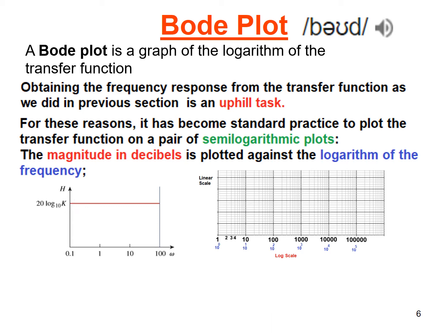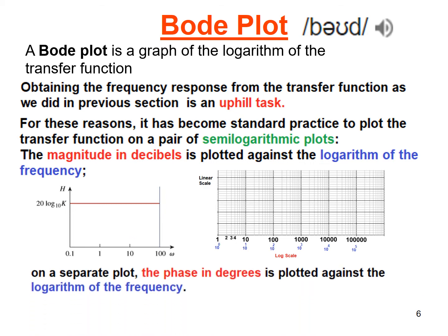And we use this plot to plot two elements of the transfer function. Number one is the magnitude and the second is the phase. The phase in degrees is also plotted against the logarithmic frequency scale.